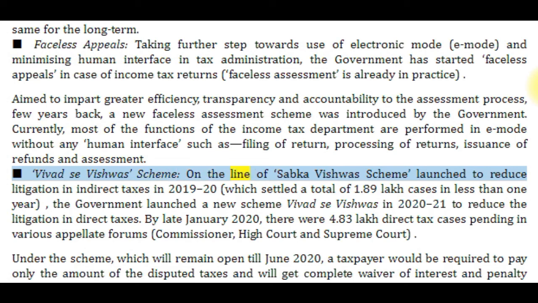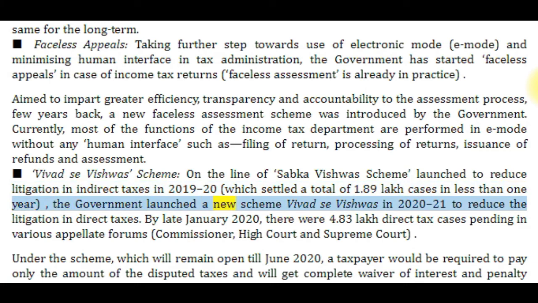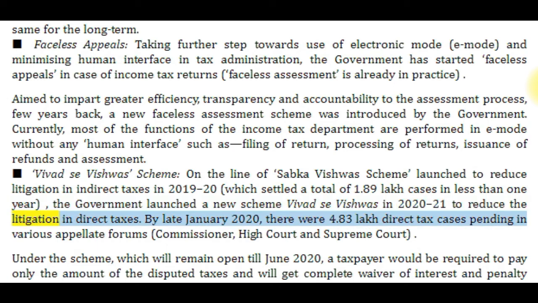Vivad Se Vishwas scheme, on the line of Sabka Vishwas scheme launched to reduce litigation in indirect taxes in 2019-20, which settled a total of 1.89 lakh cases in less than 1 year. The government launched a new scheme Vivad Se Vishwas in 2020-21 to reduce the litigation in direct taxes. By late January 2020, there were 4.83 lakh direct tax cases pending in various appellate forums, Commissioner, High Court, and Supreme Court.